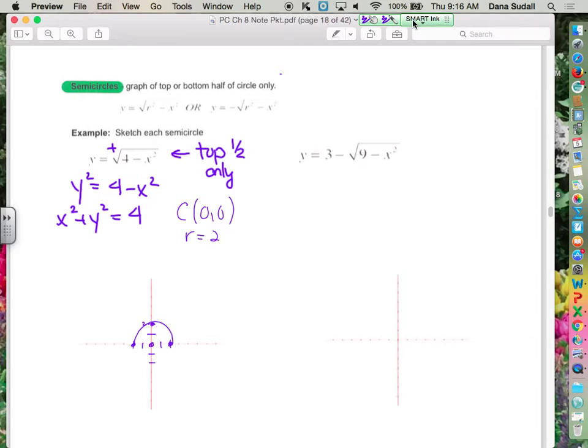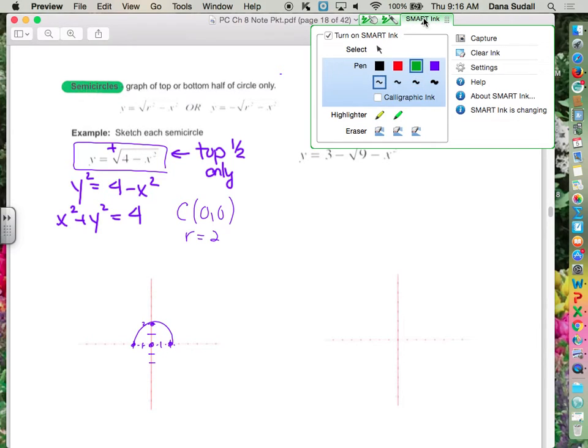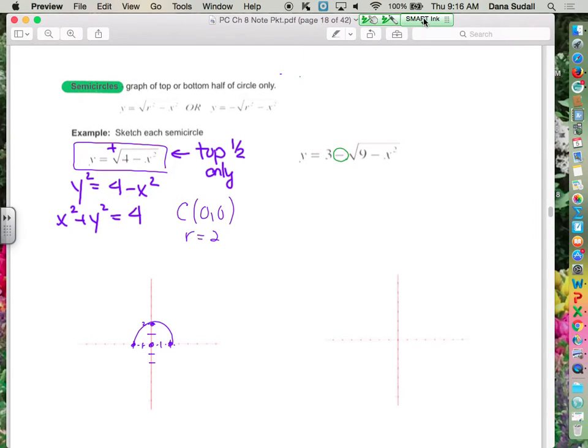And don't connect the diameter because technically this is a function, this equation that we started with. If you connect that diameter there, then it's no longer a function. So it's just the outside edge, the arc part of the circle that you're graphing. And then we can do the same thing for the second one here. So if you look at this, since it's a negative, it's going to be the bottom half only.